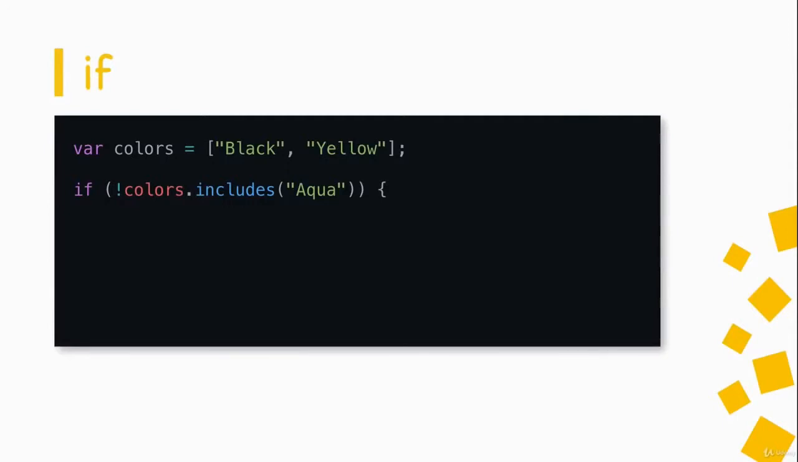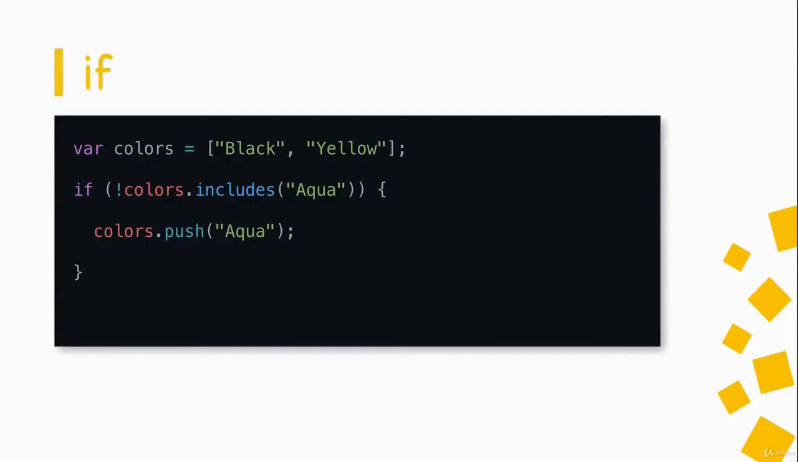If we did not have the logical not operator, then the condition would return false and the code would not be executed. But by using the logical not operator, we're inversing false into true and thus making the code inside the if block execute. So what do we do inside the if block? We're pushing the string aqua into the colors array. So what we're basically doing with this if block is we're checking whether the string aqua is included in the colors array or not. And if it's not, then we're pushing the string aqua into the colors array.